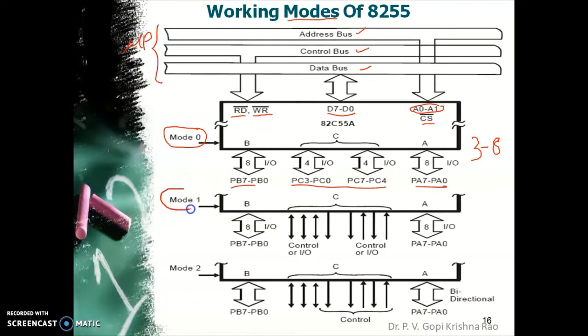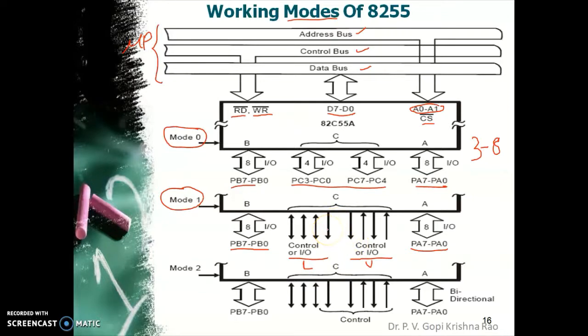In mode 1 of operation, port A and port B can be used as IO ports. Port C cannot be used as an IO port. These are the upper 4 lines of the port C, and the lower 4 lines of the port C are used for acknowledgement signals.